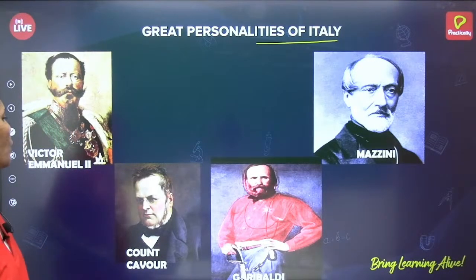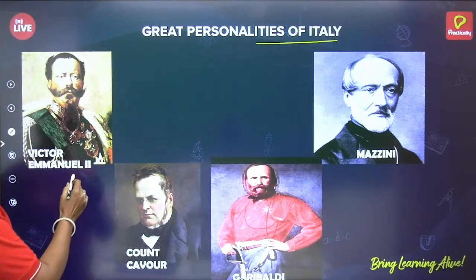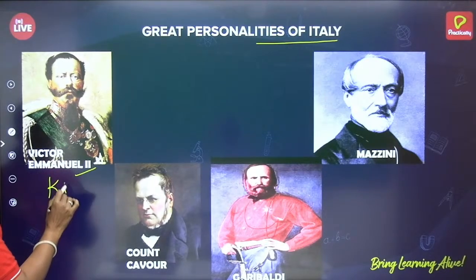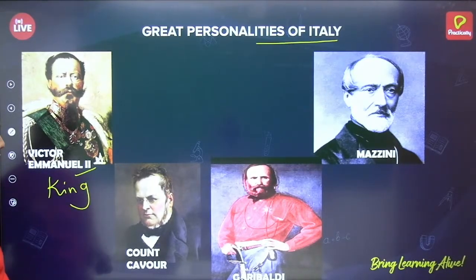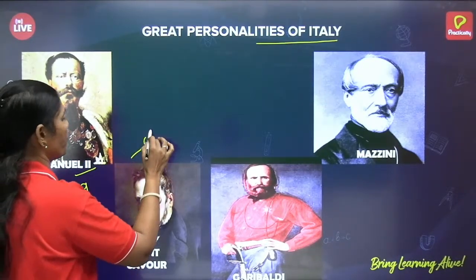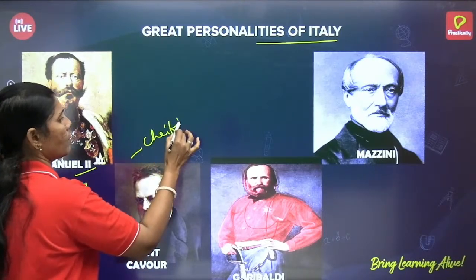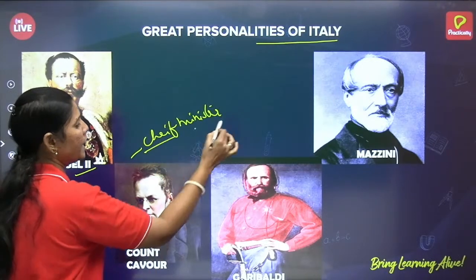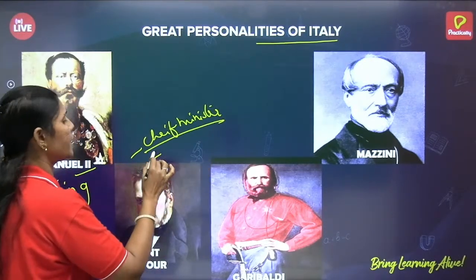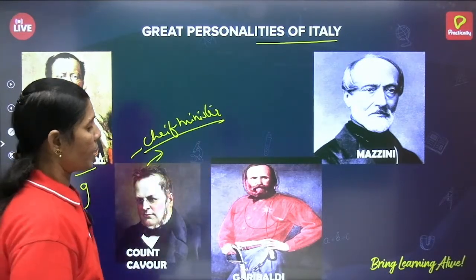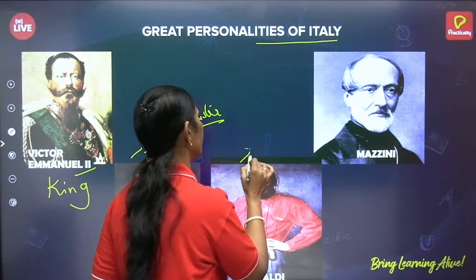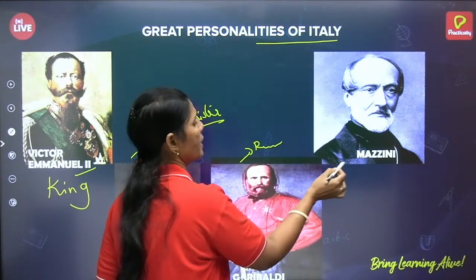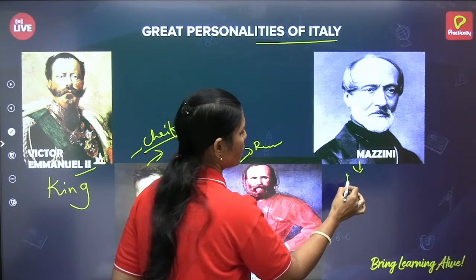And let us have a look at Italy. These were the 4 important leaders: Victor Emmanuel, who was the king of the country; Cavour, who was the chief minister of Italy and who led the unification; Garibaldi, who was a revolutionary; and Mazzini, who was also a revolutionary.